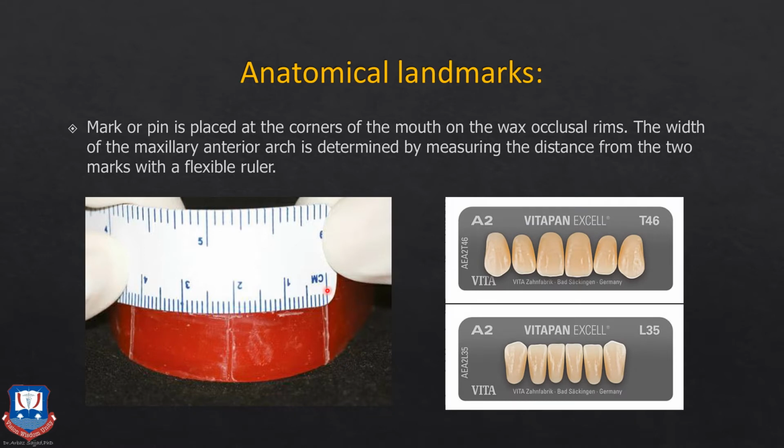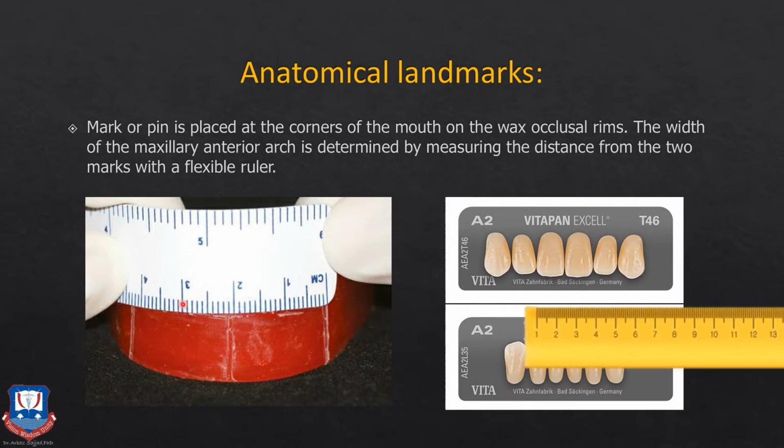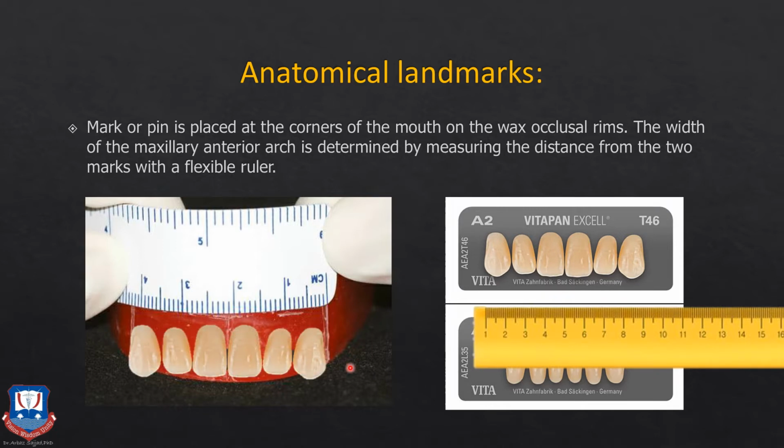So here, we measure this, and then this measurement is correspondingly measured on the tooth mold that corresponds to this measurement, and once we get the measurement, we can then decide on the form of the teeth that we need to select for the particular patient. So this is the mold that was selected for this patient because it was equivalent to the measurement from the corners of the mouth, and then the tooth mold can be.